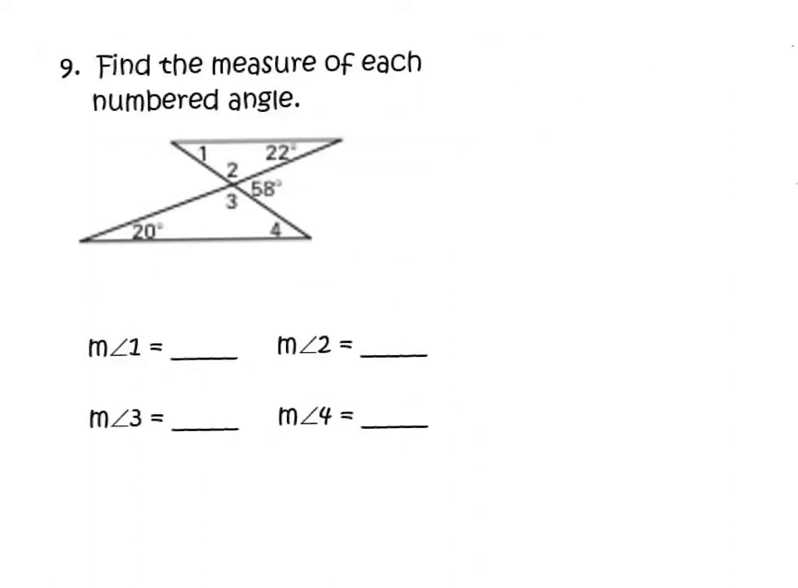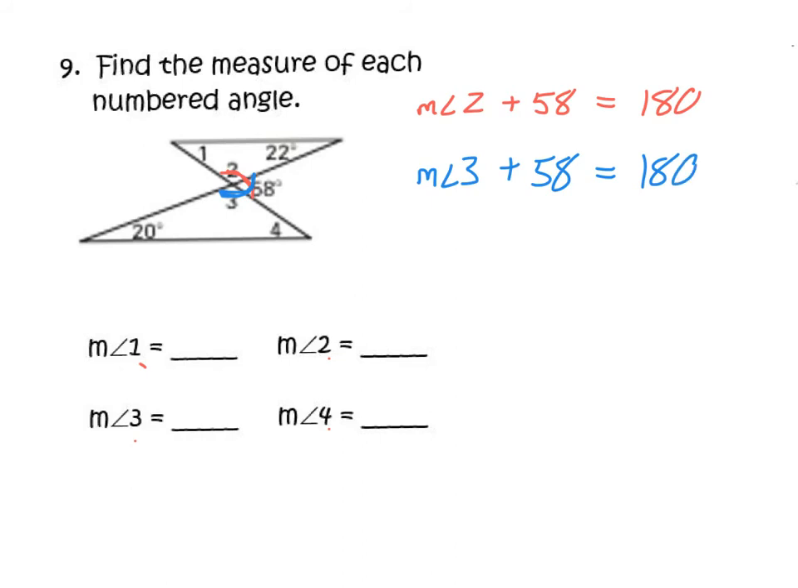For this next example, I'm looking to solve for all the numbered angles in here, 1, 2, 3, and 4. First thing I notice is that 2 and 58, so the measure of angle 2 plus the measure of angle 58, together they form a straight angle, which tells me they're going to add up to 180 degrees. I could say the same is also going to be true for measure of angle 3 plus 58. That's also going to equal 180. Well, in this case, I can solve for both the measure of angle 2 and the measure of angle 3 simultaneously. Measure of angle 2 is going to equal 122 degrees, and the measure of angle 3 is also going to equal 122 degrees.